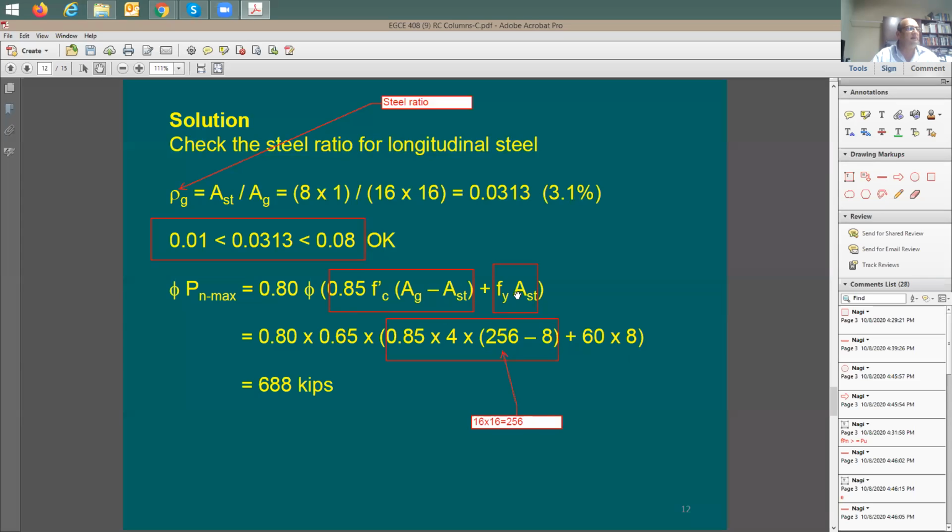How about for the steel? The steel is going to be 8 square inches multiplied by 60 ksi. Run your analysis, and with that, Pn is going to be equal to 688 kips. This column should be able to support up to 688 kips of an axial load with some small eccentricity. If nothing is mentioned here about eccentricity, it means we have an assumption of small eccentricity. Any questions?